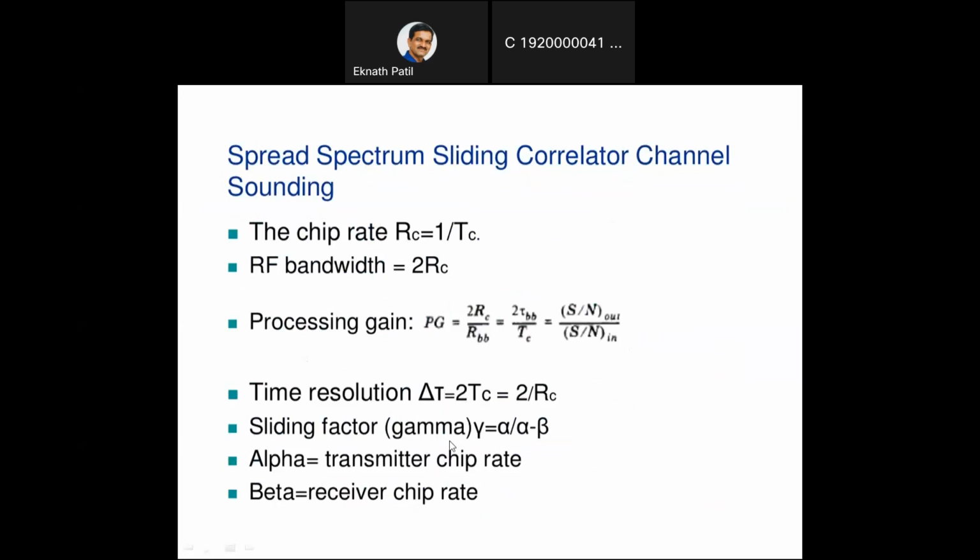The chip rate is RC equal to 1/TC, that is the time-based conversion into the frequency-based conversion. RF bandwidth is 2 RC, and the processing gain, that is PG, is equal to 2 RC divided by RBB. So time resolution delta T is equal to 2 TC, and it is 2/RC. Sliding factor gamma is equal to alpha divided by alpha minus beta. So alpha is the transmitter shift and beta is the receiver shift.